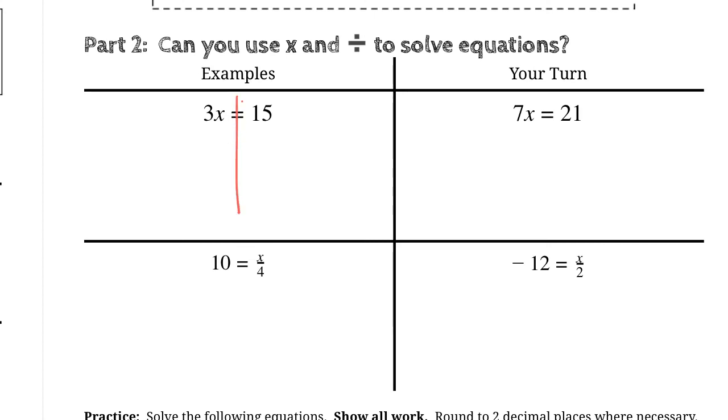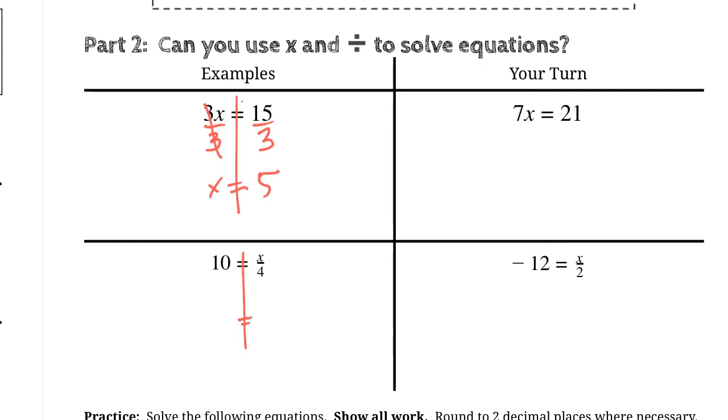So what we can do to get rid of that 3 is divide by 3. But then what do we have to do to the right side? We also have to divide by 3. Remember, whatever we do to one side of the equation, we have to do to the other side because we have to keep it balanced. So x is just equal to, what's 15 divided by 3? It's 5, right? So we got our answer. And you could always double check. 3 times 5 equals 15. You're good. Okay, let's do the next one.